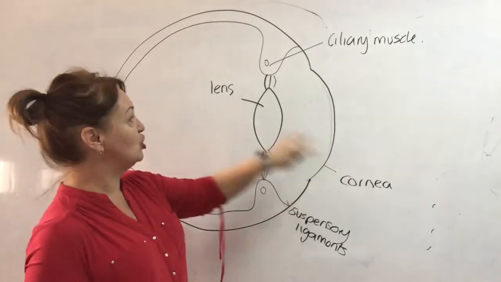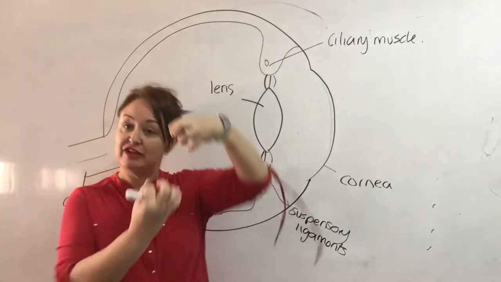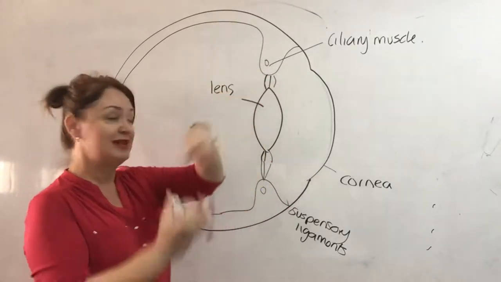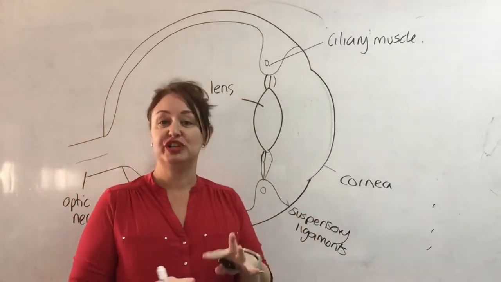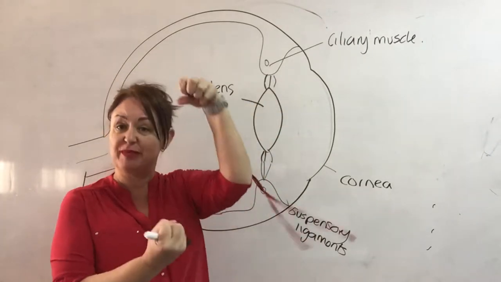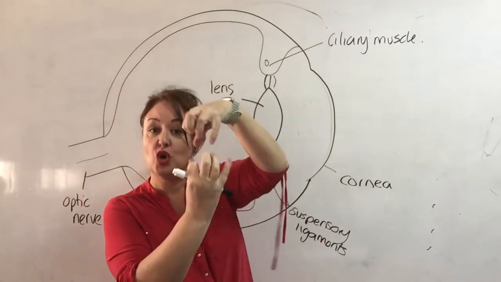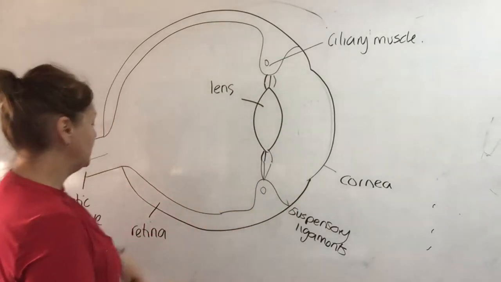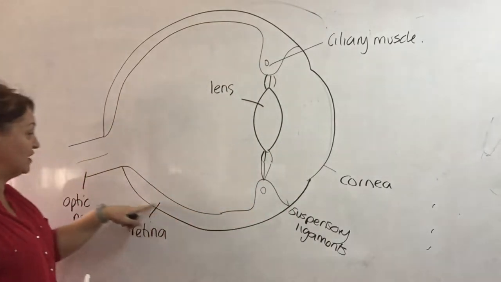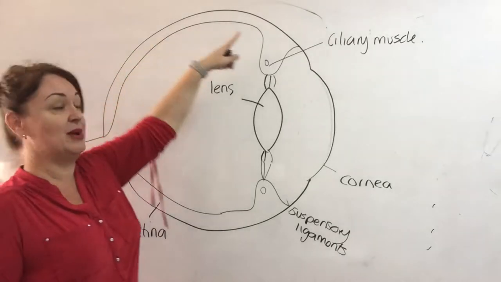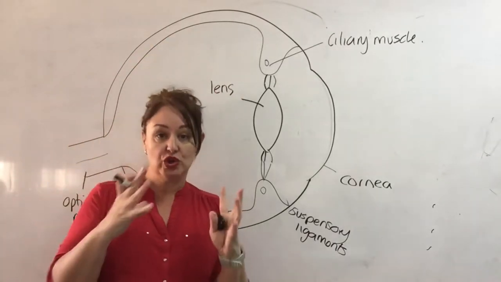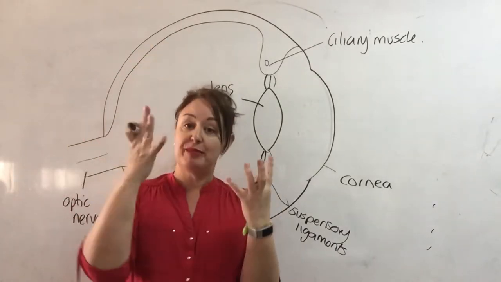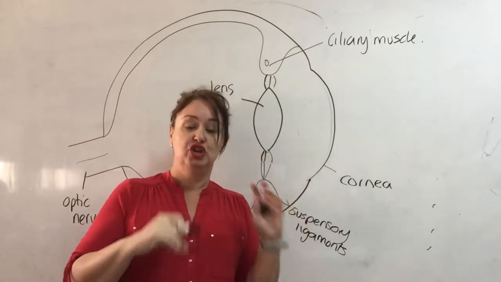So again, we've got our cornea, we've got our lens, we've got our ciliary muscle, which is attached to the suspensory ligaments. And at year 8, all you need to know is that that can change the shape of the lens. We can have a short, fat lens, or we can have a long, thin lens. And we need to look at how that will change the image. We've got our retina that goes all the way around the outside. So if you imagine like a coconut with the white part on the inside, that would be your retina.